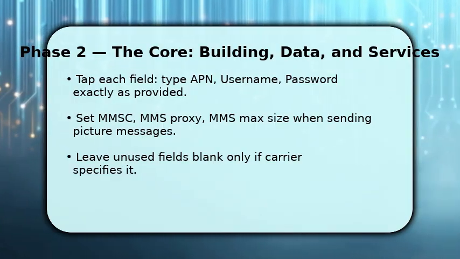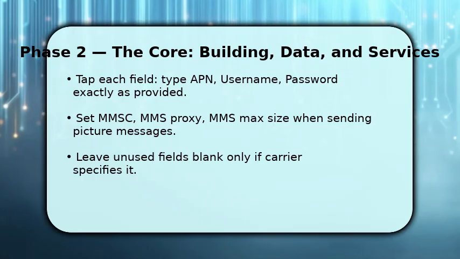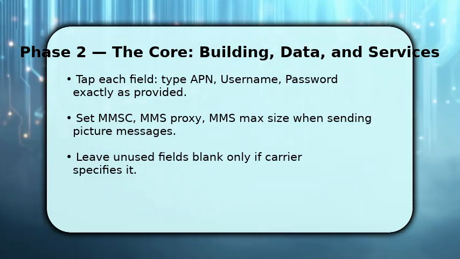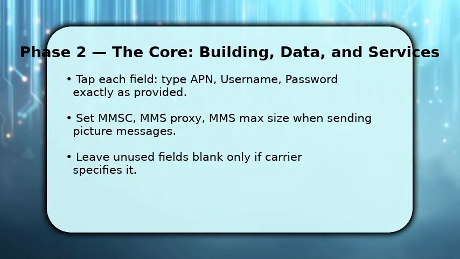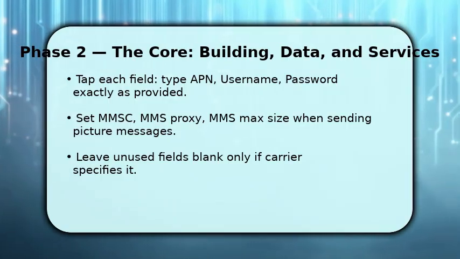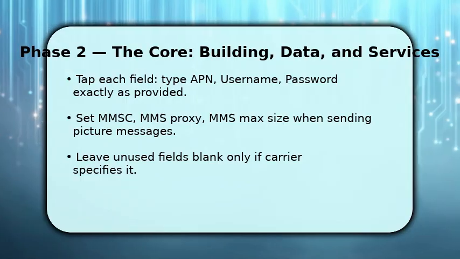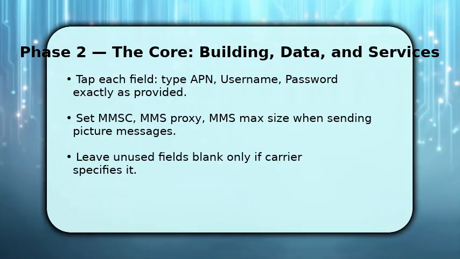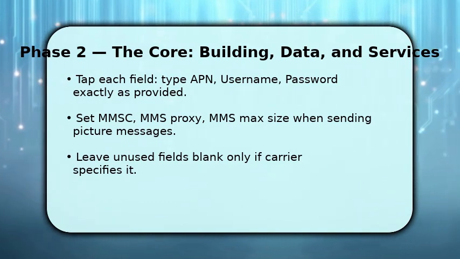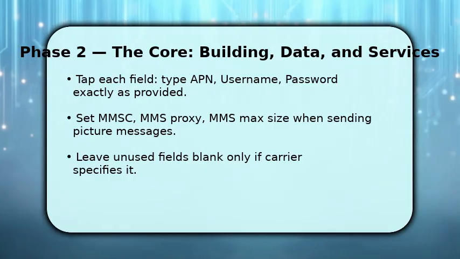Once done, fill MMSC and MMS proxy for picture messaging and set MMS max size only if your carrier gave a number. If a field says leave blank on the carrier page, make sure it's empty. Otherwise, incorrect text breaks data or MMS. After typing, quit settings to let iOS register changes. These precise entries tell your iPhone how to route mobile data and multimedia messages.